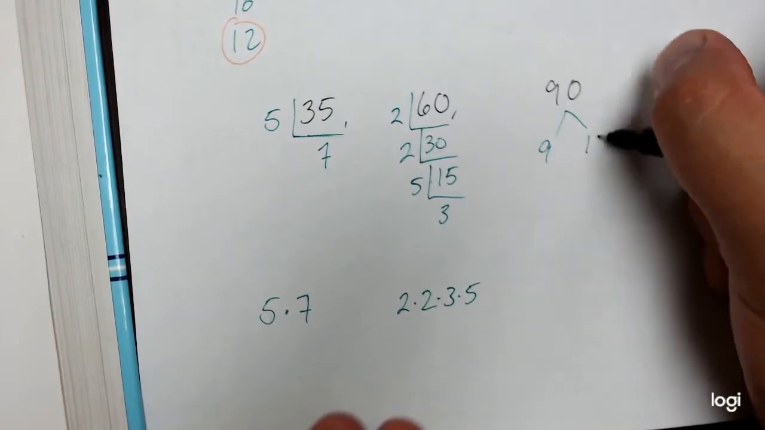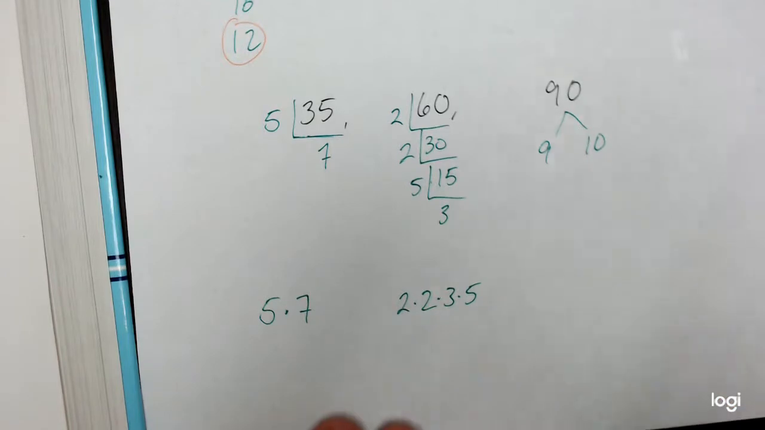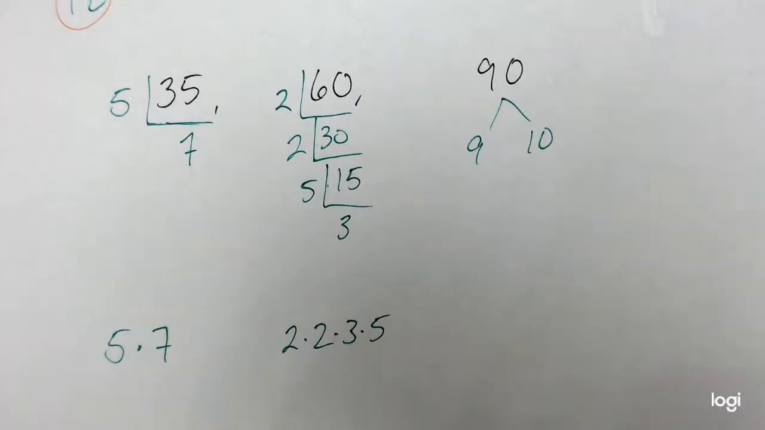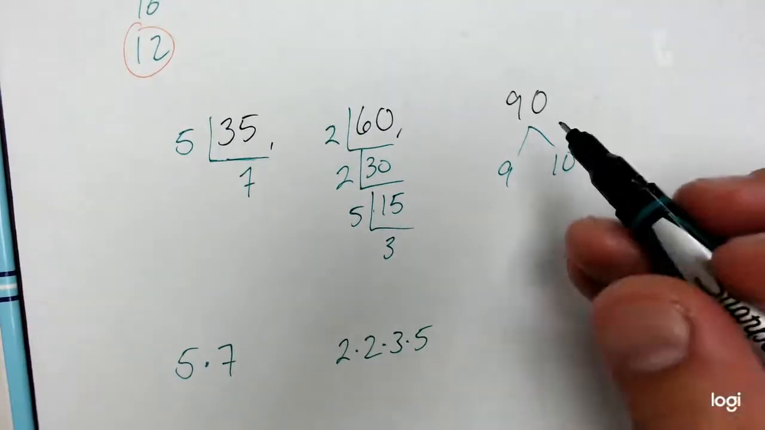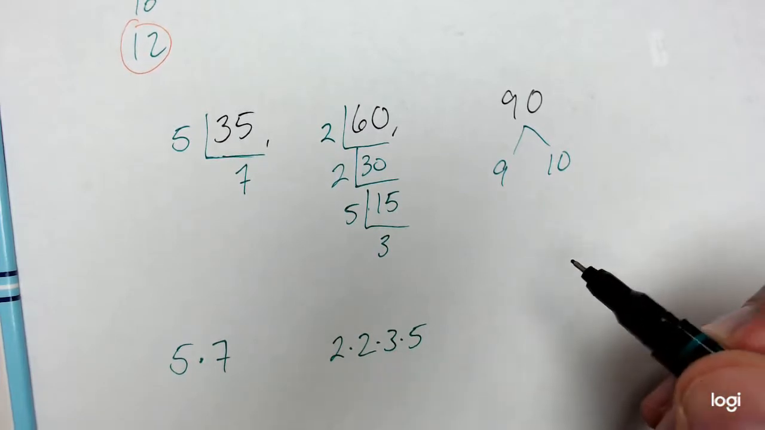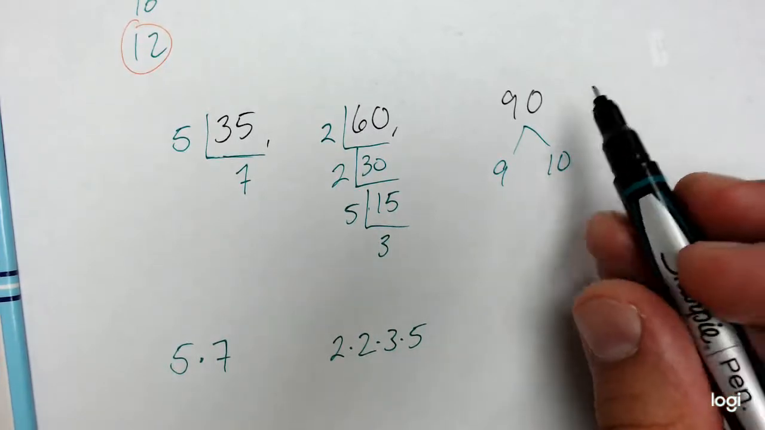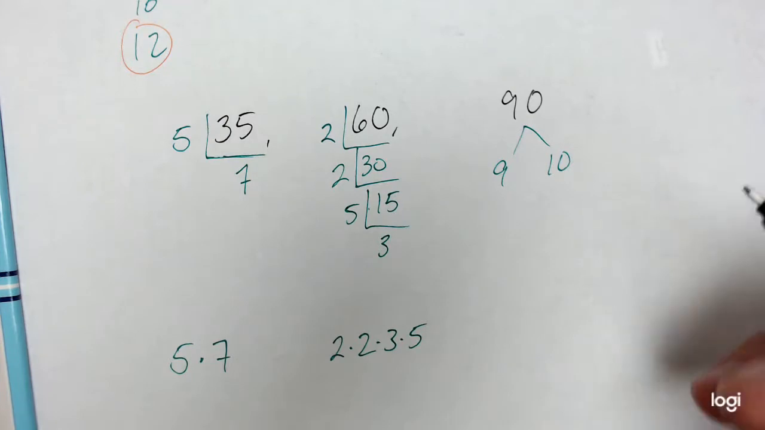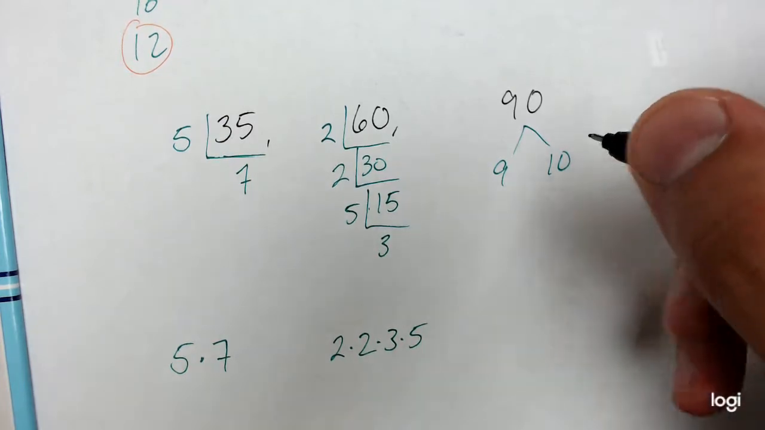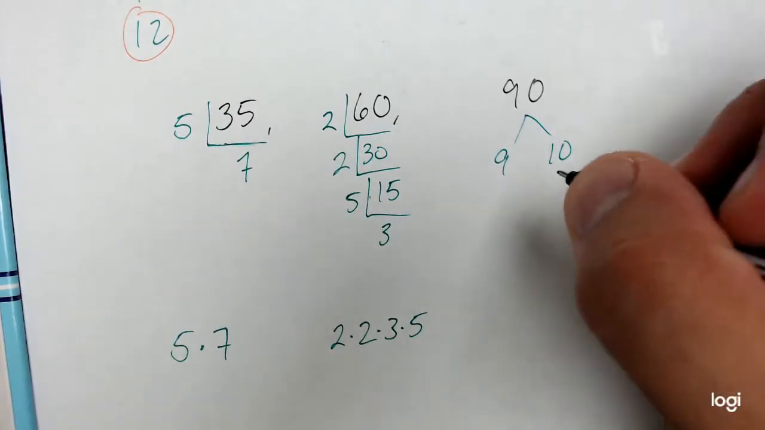Great. Now for 90, I'm going to go ahead and do a factor tree. 90 I can split into 9 and 10. And notice I'm using composite numbers here because factor trees are not as picky. As long as I get prime numbers at the bottom of all my roots of the tree, then I know I'm good to go. I don't have to have prime numbers every time I divide.